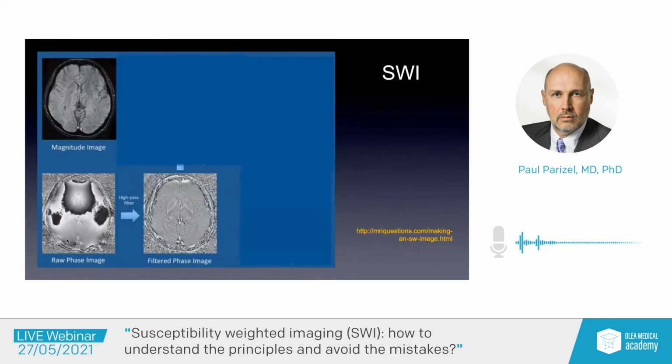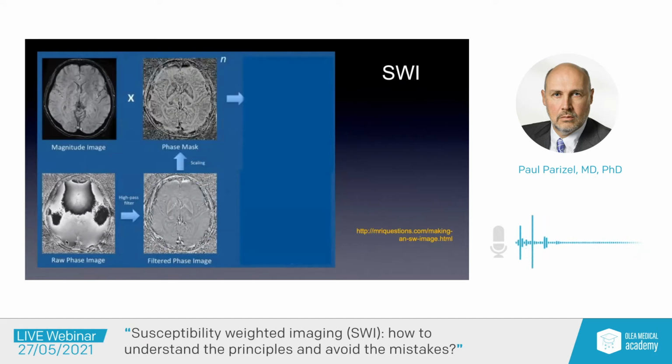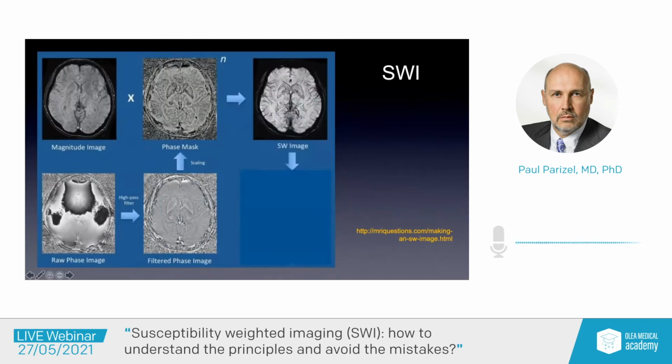Now, if you run these images through a high-pass filter, you can get something that is known as a filtered phase image, and that can be used to make a phase mask. The next step is to multiply the magnitude image with the phase mask, and you do that n times to get a susceptibility weighted image. Typically, on most 3 Tesla systems, these susceptibility weighted images would have a slice thickness of 2 millimeters, and they look as you can see in this image.